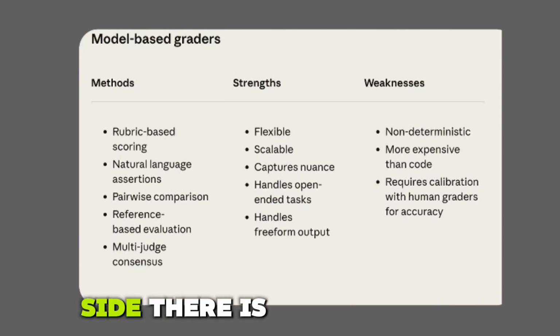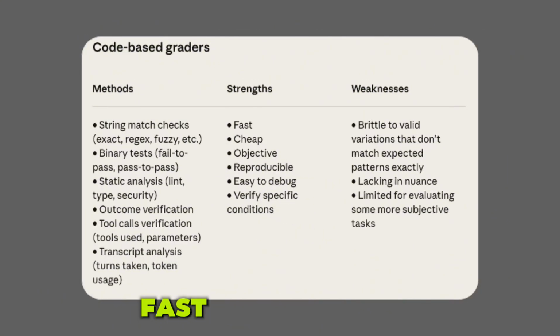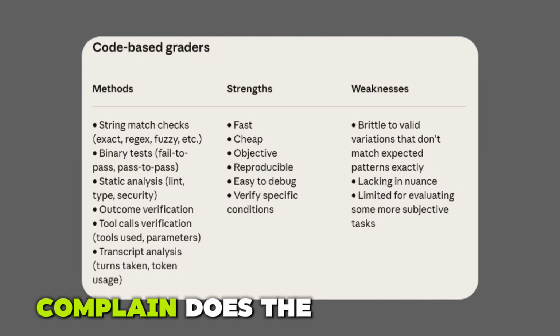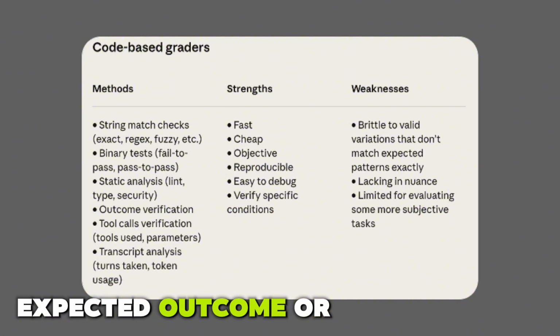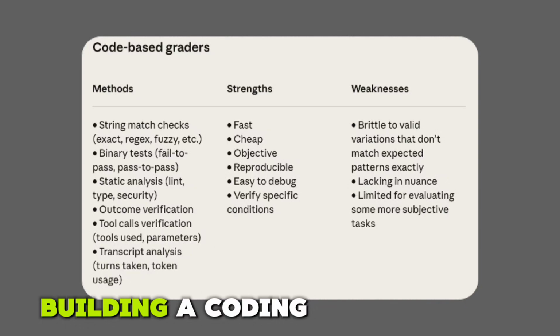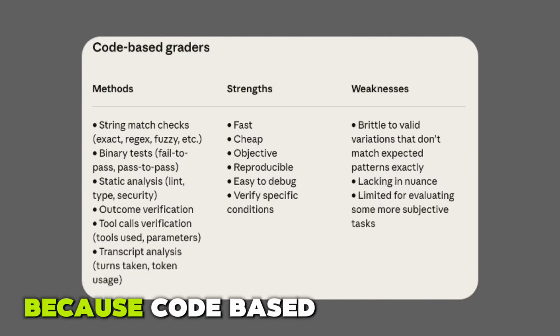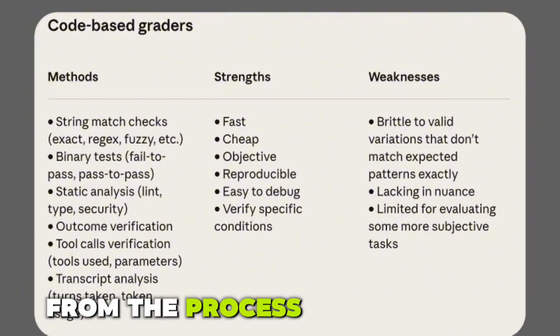On the other side, there are code-based graders. These are objective, fast, cheap, and reproducible. For example, did the test pass? Did the code compile? Did the agent call the correct method? Did it create the expected outcome? This can completely change how you work if you are building a coding agent, because code-based graders remove opinions from the process.